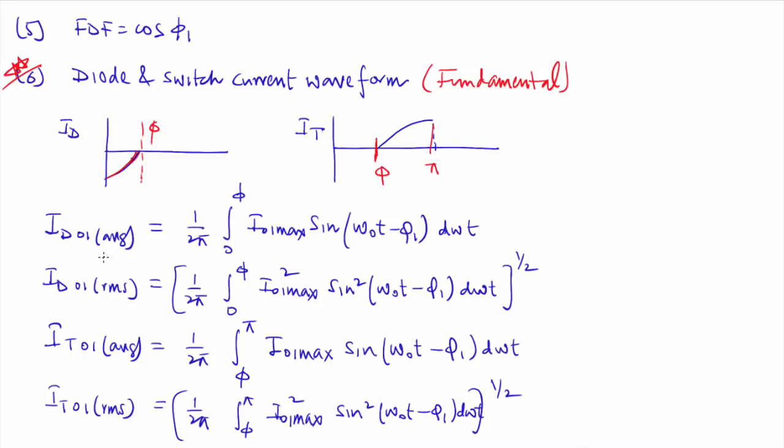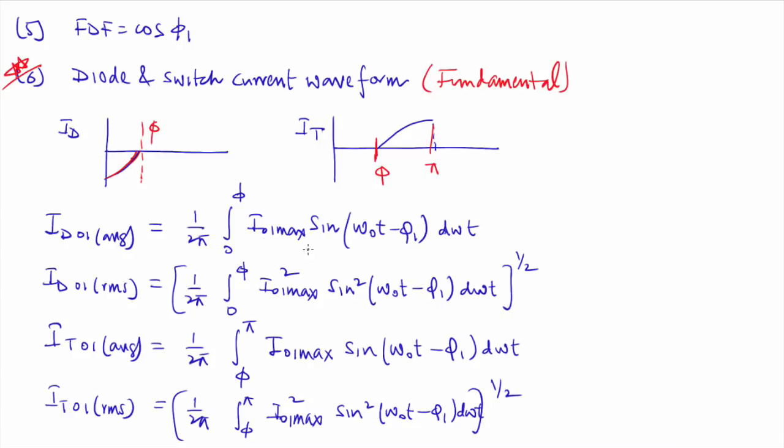Like if I have to find the average fundamental value of the average diode current, then I can easily find 1 upon 2 pi, integral from 0 to phi, of I01 max sin(omega naught t minus phi 1), and I am taking this minus phi 1 considering a lagging load. If it is a leading load, then it will be plus phi 1. Overall the average value will not change.